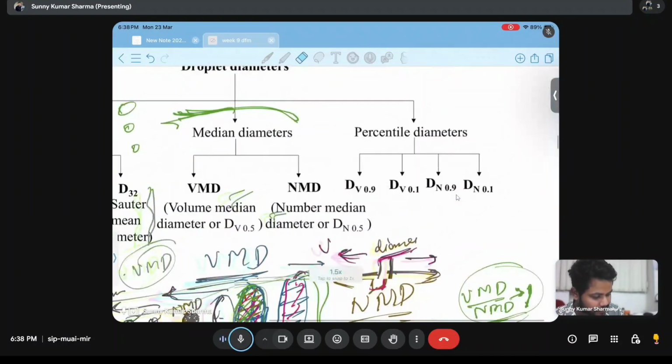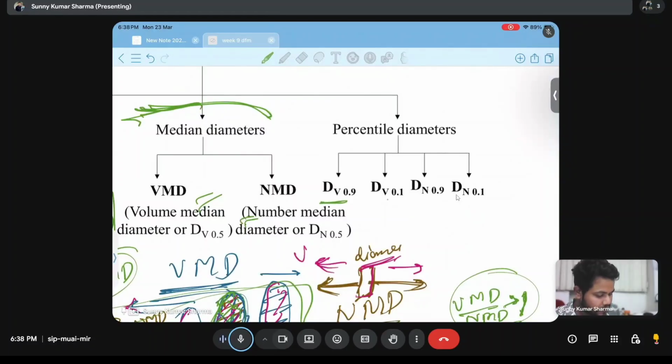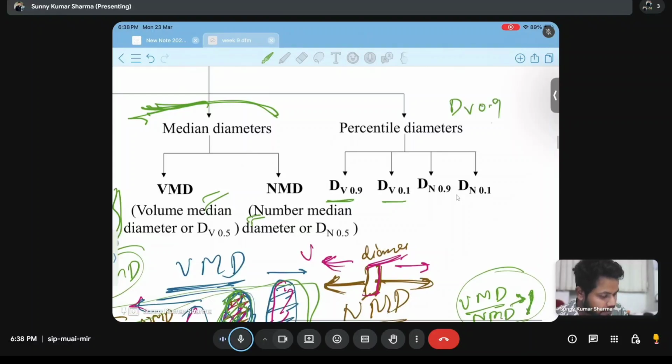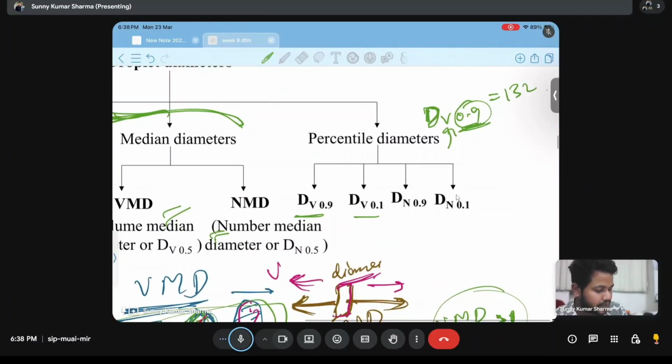And next is percentile diameter. DV 0.9, DV 0.1. What it means is that in DV 0.9, V represents volume, and 0.9 means 90%. Volume of droplets greater than this diameter will be 90%. Suppose this diameter is 132 micrometers. Then above this diameter, the volume of the droplets will be 90%. That is what DV 0.9 means.